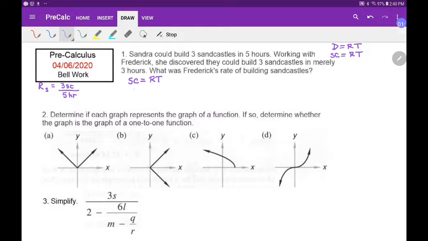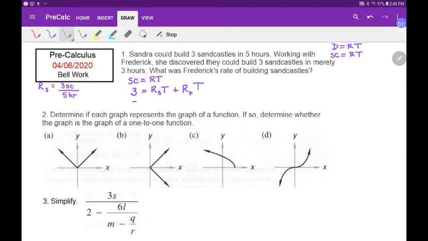And we've got 2 different rates. We assume they're 2 different rates, 2 different people, anyway. She built with Frederick, she built 3 sandcastles. And that's the result of her rate times whatever time it was, plus Frederick's rate times whatever time it was. And it was the same time because they were together building sandcastles. So I don't need to say T sub 1 or T sub 2. I can just say T.